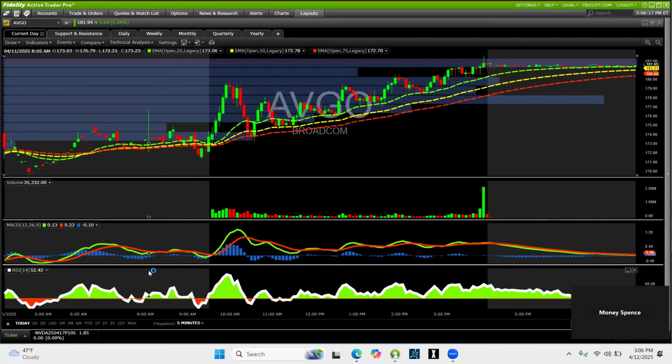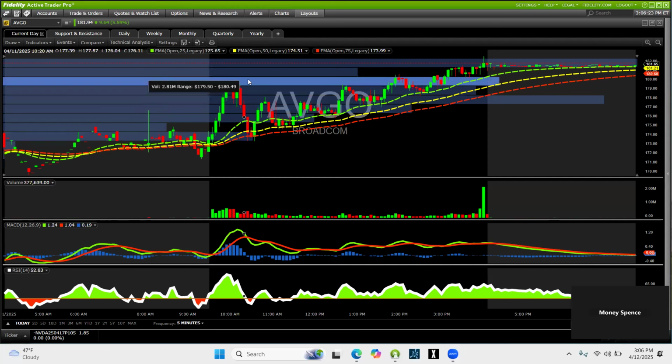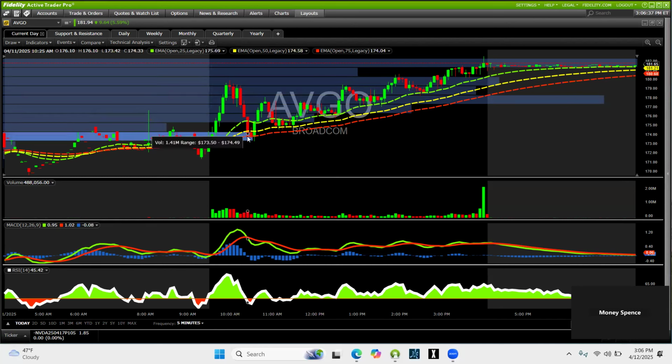You do not want to focus on a bearish move towards the downside unless you catch it up here near resistance. Like right here, for example, at 10 a.m. We had resistance up here in this area between $179.50 through $180.49. And then we started to pull back to the EMAs, but we still didn't have a strong bearish confirmation.